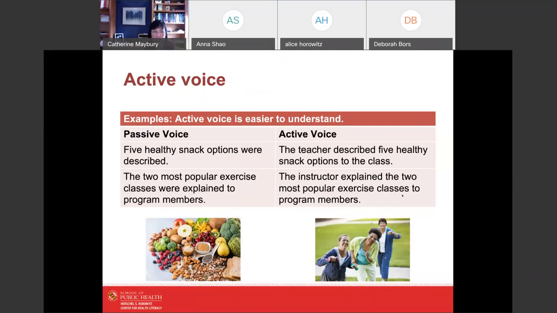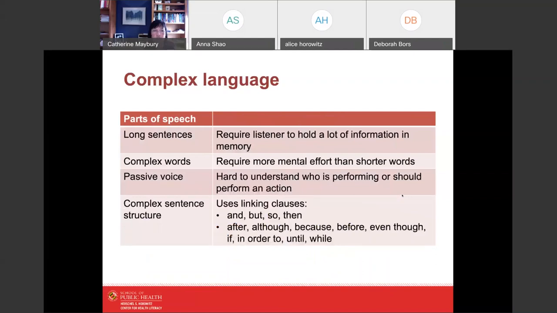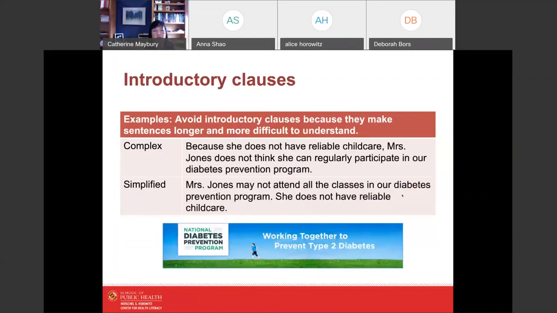So a final type of complex language is complex sentence structure. Complex sentences use linking clauses such as and, but, although, in order to. Here's an example of a complex sentence. Because she does not have reliable childcare, Mrs. Jones does not think she can regularly participate in our diabetes prevention program.